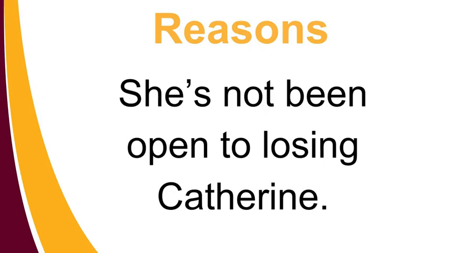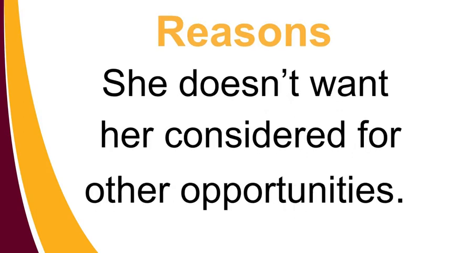He doesn't have an answer for Elizabeth and can't guarantee her a yes answer, so using the indirect approach is more acceptable here. Gary gives Elizabeth reasons and builds up his evidence first before giving her an answer. When talking about Catherine's boss, he writes that she's not been open to losing Catherine and has requested that Catherine not be considered for other opportunities. Did you hear Gary's reasons in those sentences? She's not been open to losing Catherine, and she doesn't want her considered for other opportunities.